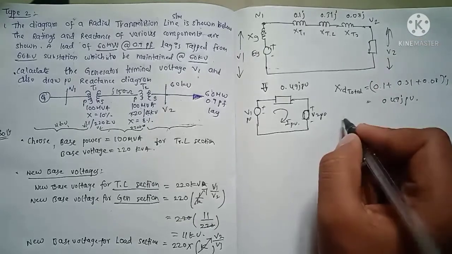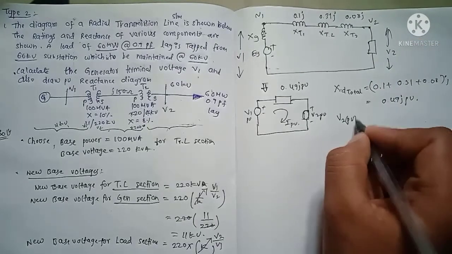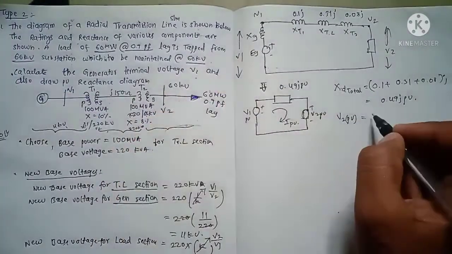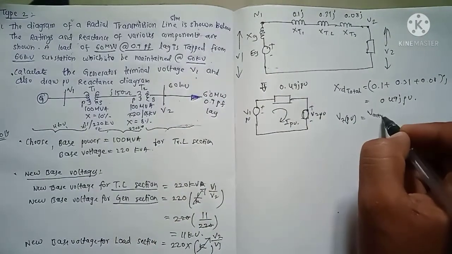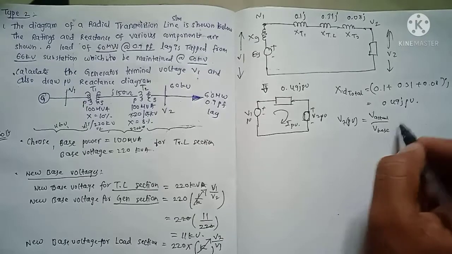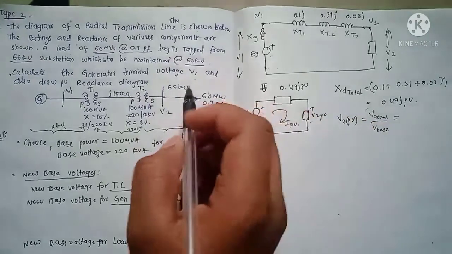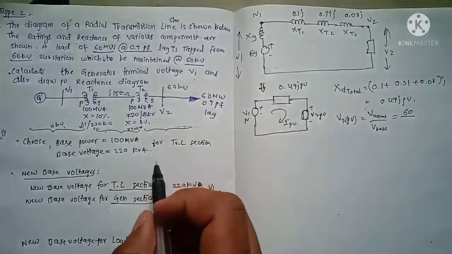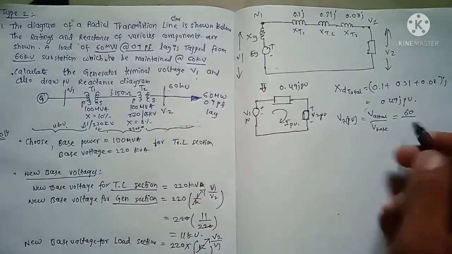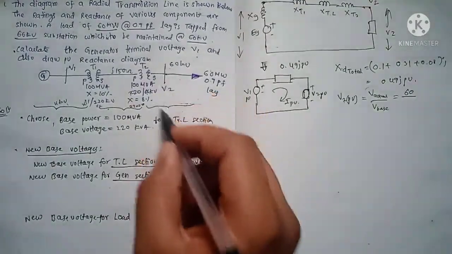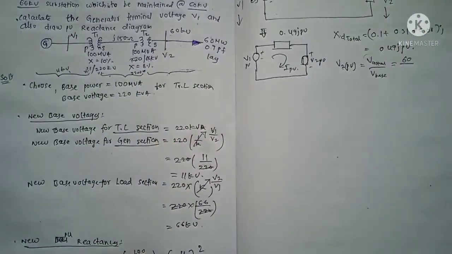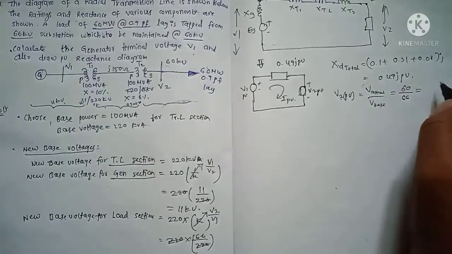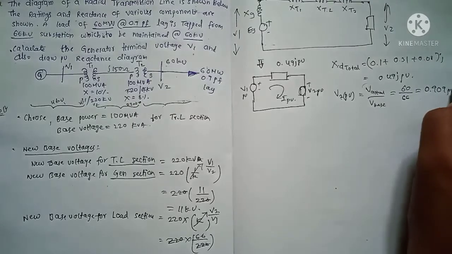Now we need v2. v2 pu is equal to the load voltage they gave here in the question. V2 pu means V actual divided by V base. V actual they gave here as 60 kilovolt, and V base we need. V base means this section voltage. What is this section voltage? We have calculated it as 66 kilovolt. We have to write 66 here. If we divide, we get 0.909 pu.